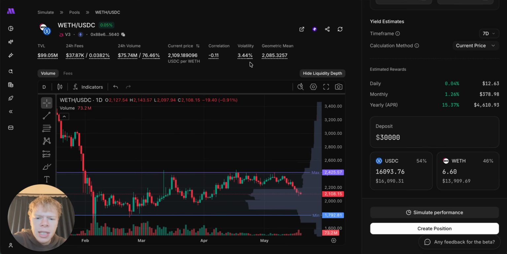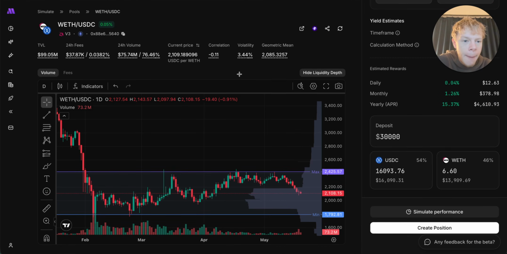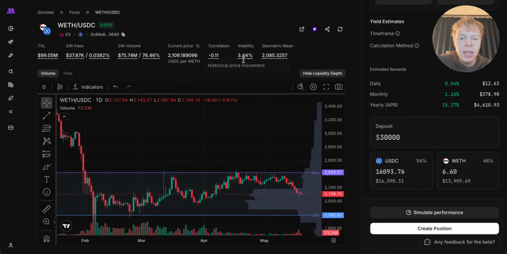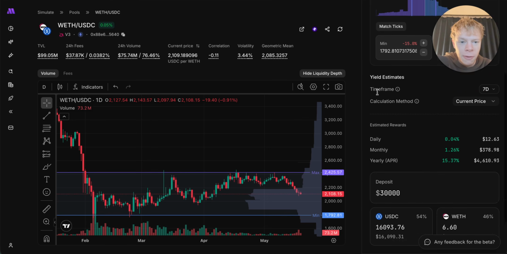Now, typically what I'll do is I'll look at the volatility, which is currently at 3.44%. That's telling me on average about how much it can move every single day. And when I deploy into a pool, I want to make sure that ultimately I can capture the daily volatility, meaning that my range is going to be at least 4%, like plus 4%, minus 4%. And the reason why is because daily volatility is around 3.4%.